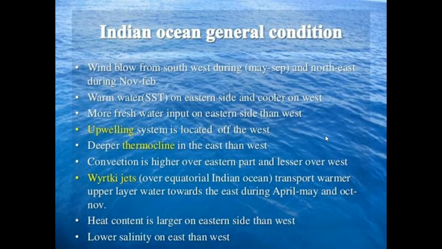Convection is higher over the eastern part and lesser over the west. Then we have what's called the Wyrtki jets, which over the equatorial Indian Ocean transport warmer upper layer water towards the east during April and May, and then in October, November. Heat content is higher on the eastern side than the west. Lower salinity is on the east than the west, which makes sense because we have more freshwater input on the eastern side than the western side.